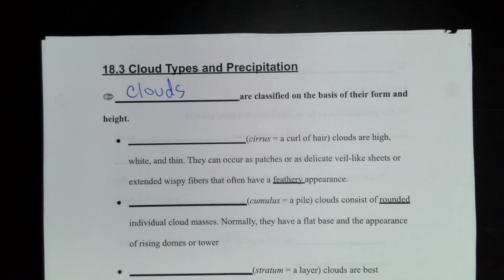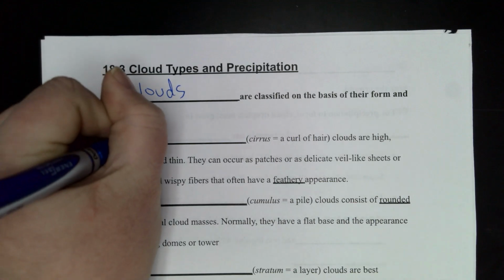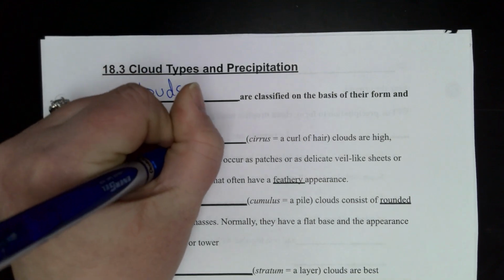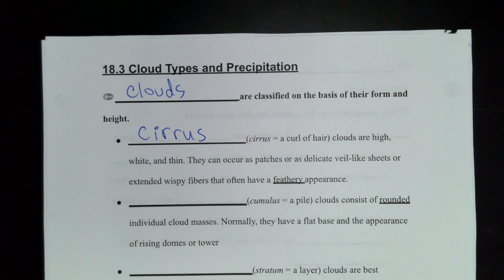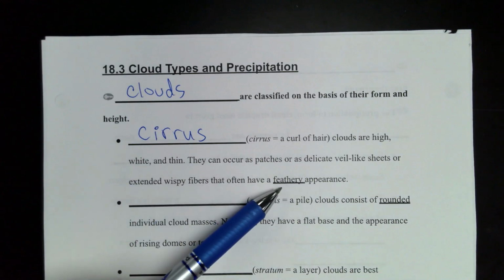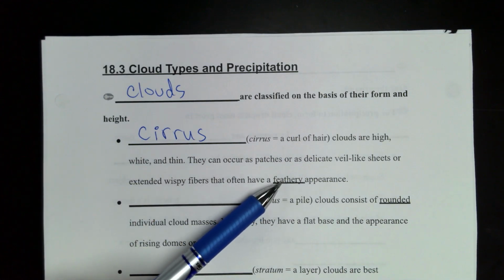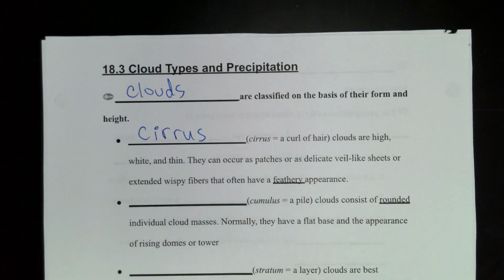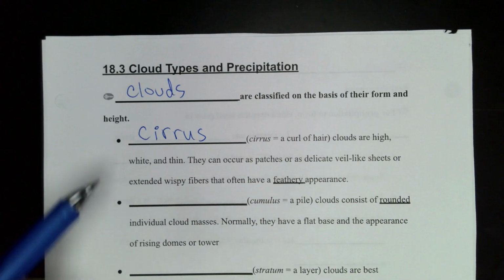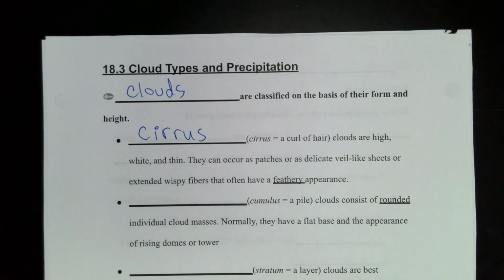So the first one is cirrus clouds. And they are high in the sky, white, thin, wispy. They're often described as having a feathery appearance. They may also be made out of tiny ice crystals. So they're the kind of thin, wispy, flimsy looking ones, very high up in the sky.